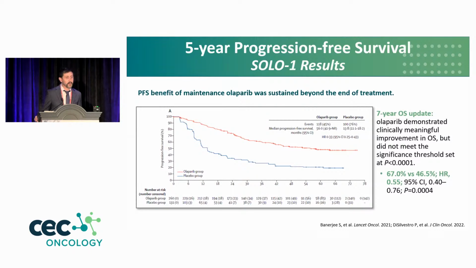In terms of the progression-free survival, we see 67% versus 46.5%. And so this was in the maintenance setting in patients, olaparib versus placebo in platinum-sensitive patients. Highlighting as well that throughout all these studies, platinum sensitivity in itself can be a biomarker for PARP selection.